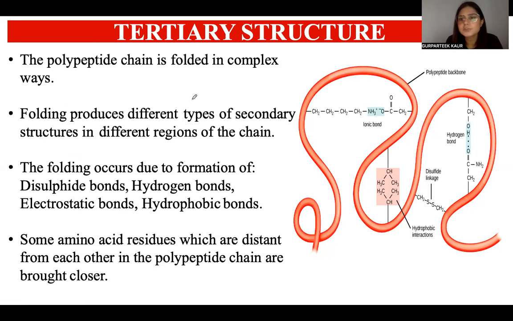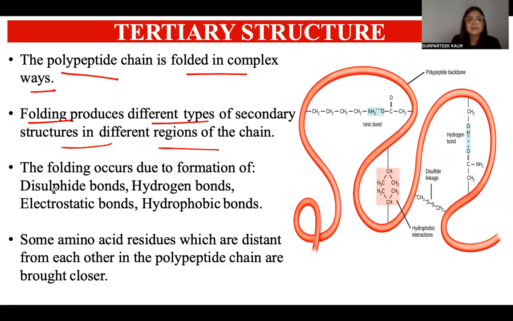Talking about the tertiary structure. Now, what is a tertiary structure? Tertiary structure is the polypeptide chain folded in complex ways, as I showed you in the example of that wire. So when the secondary structures are formed and now there is a full conformation formed where different amino acids on different sides have made the respective interactions with each other, that becomes a tertiary structure. And this folding produces different types of secondary structures in different regions of the chains that we just discussed.